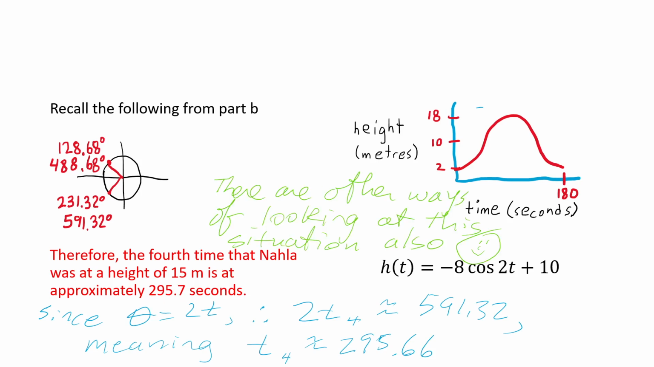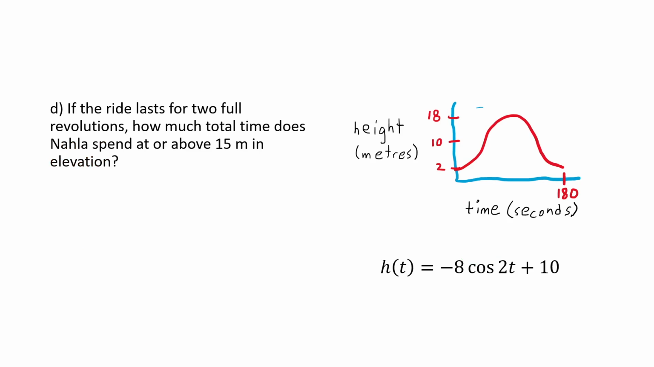There are also other ways of looking at that situation. Because of symmetry, there are different ways that people see symmetry, so there are other ways of getting the correct answer here as well. Now, the next question says, what if the ride lasts for 2 full revolutions? How much total time would Nala spend at or above 15 meters in elevation?